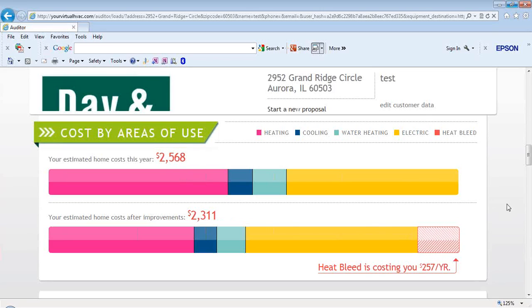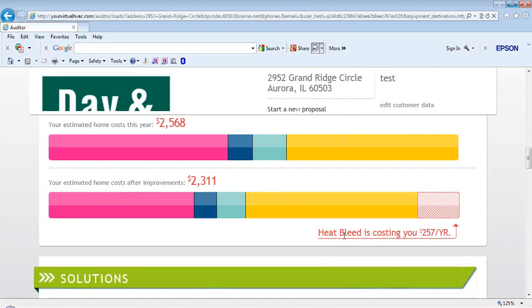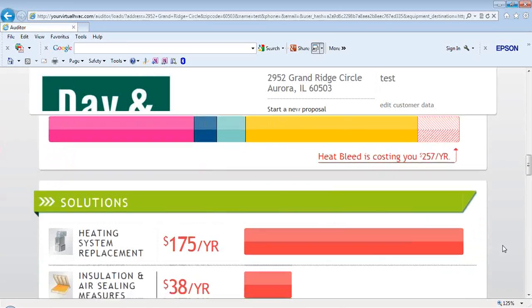But if you have older houses, it may cost $2,500 just to heat it, let alone cooling and electricity and lighting and all this other stuff. So $257 doesn't seem like a huge dollar amount because this is a fairly new house, but on older houses, you're going to get some pretty eye-staggering numbers for people to look at on here. They refer to this as heat bleed. Basically, how much is it costing you not to do this stuff? It's costing you $257 a year not to fix those three things we just talked about.